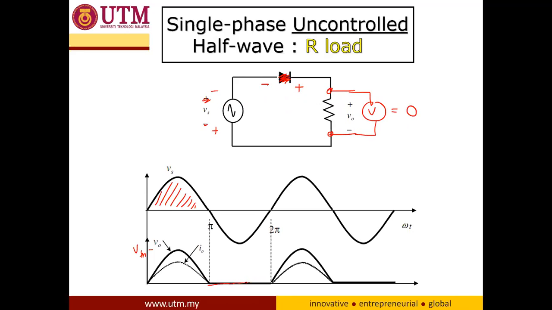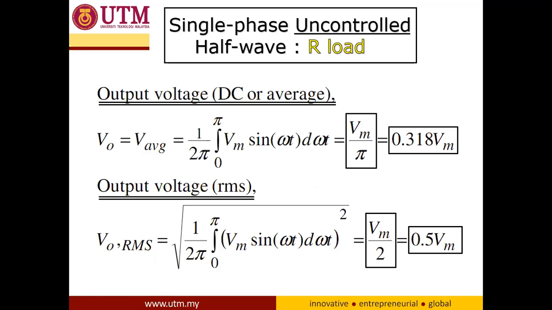This circuit operates in a cyclic manner, meaning that every positive cycle we have an output voltage equal to the magnitude of the V source. And these are the parameters associated with the output voltage, where these are the equations. The first equation is to calculate the average output, and the second equation is to calculate the RMS output.